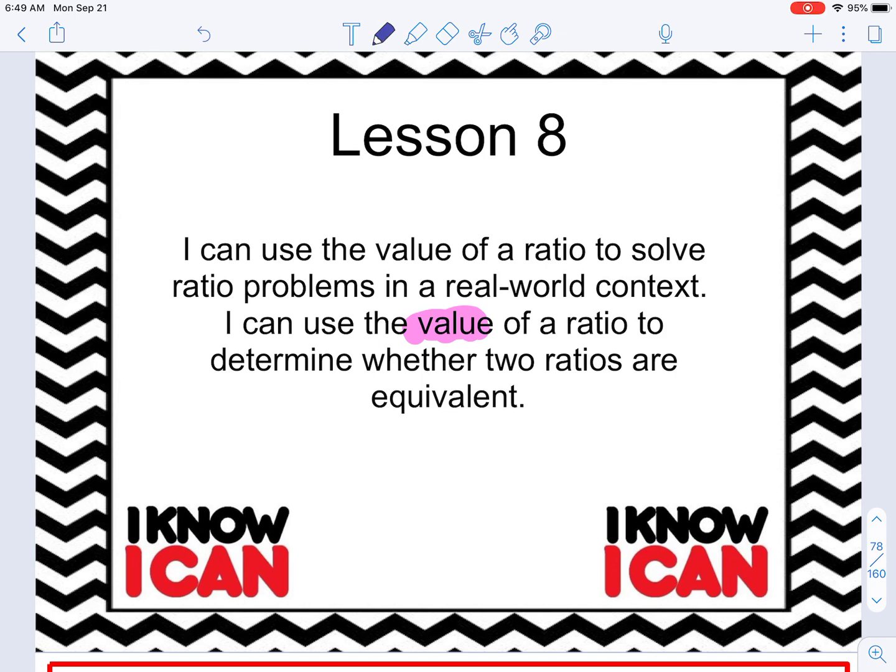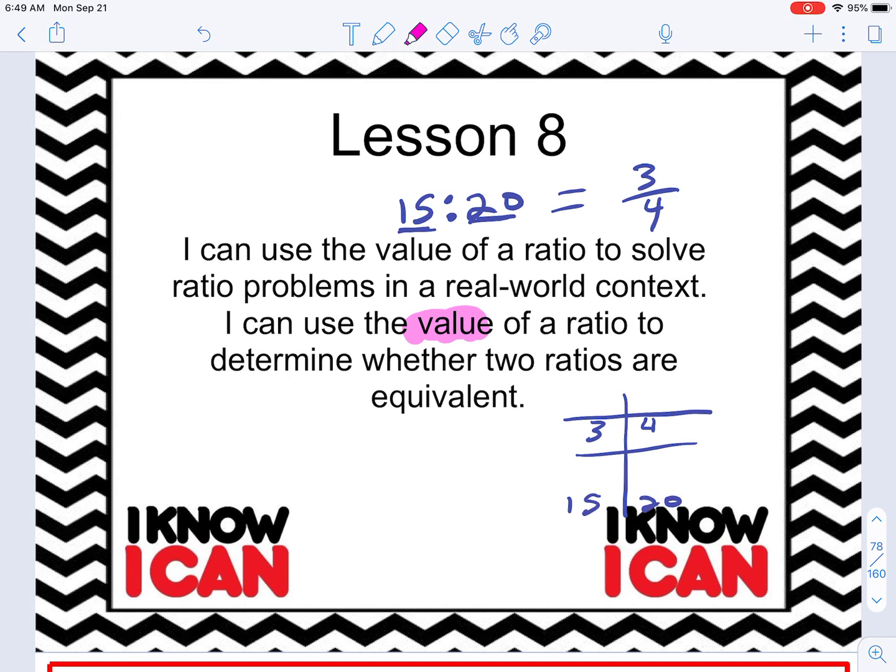So if I have a ratio that is 15 to 20, the value of that ratio would be 3 to 4, because 15 would be 3 and 20 would be 4. If we were to build a table, eventually we would have 15 to 20, but that would be our original ratio. 3 to 4 is our value. Let's move on.